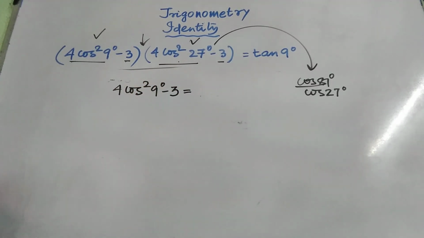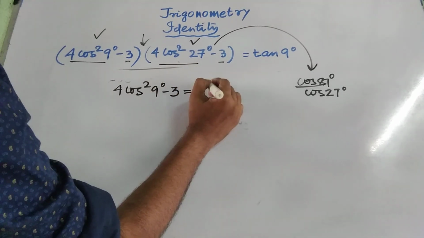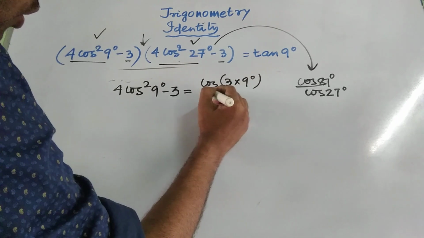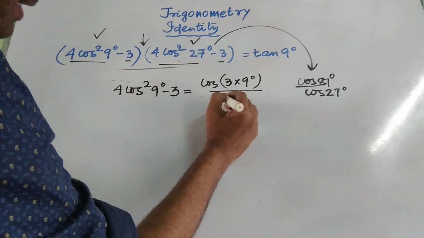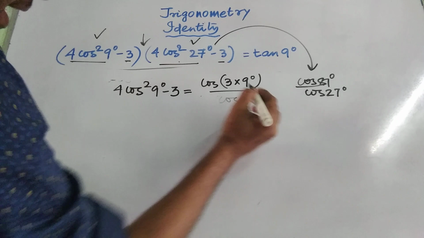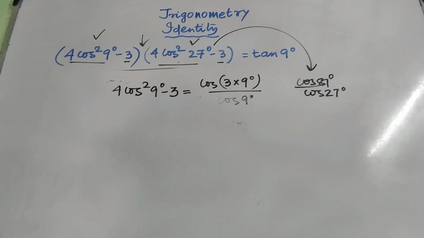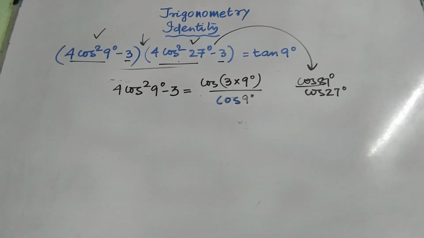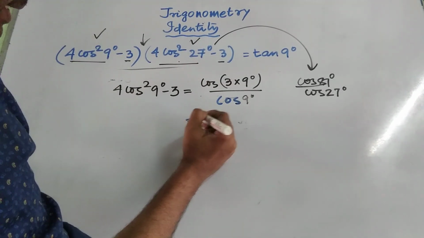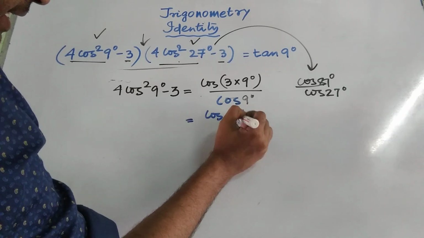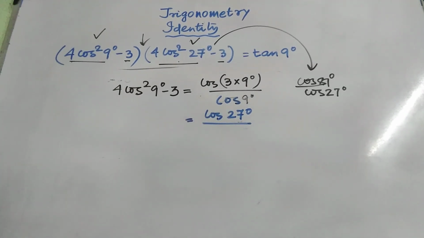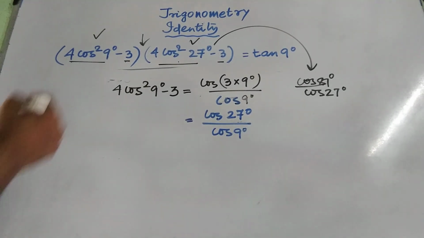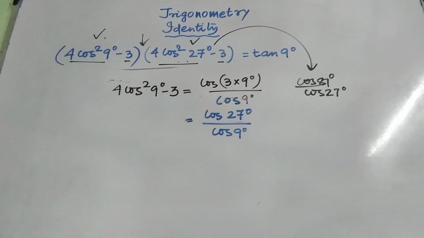So it should be, as per my derived formula, cos 3 into 9°, that is cos 3x, whole divided by cos x, that is cos 9°, right? So it should be cos 3 into 9° by cos 9°. That means it should be cos 27° in the numerator, and in the denominator it should be cos 9°. So this is the first expression and this is the second expression.